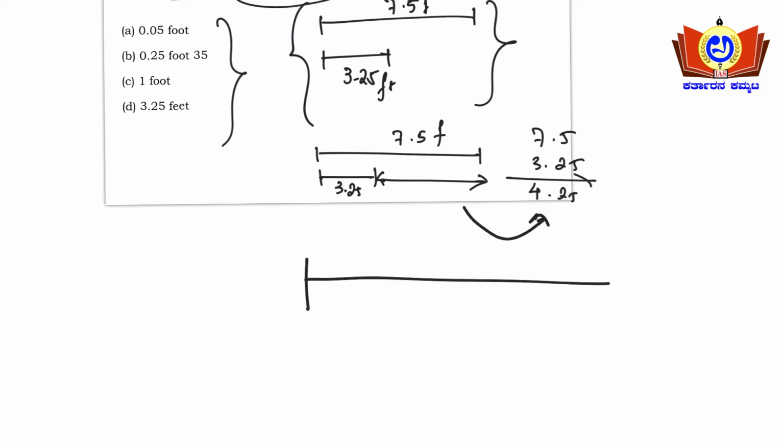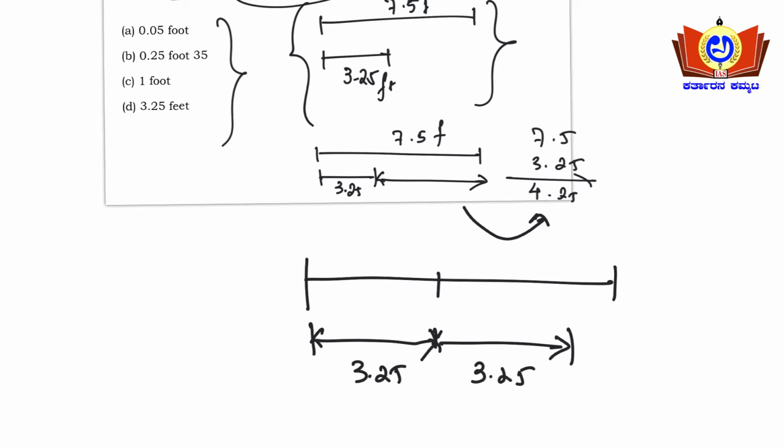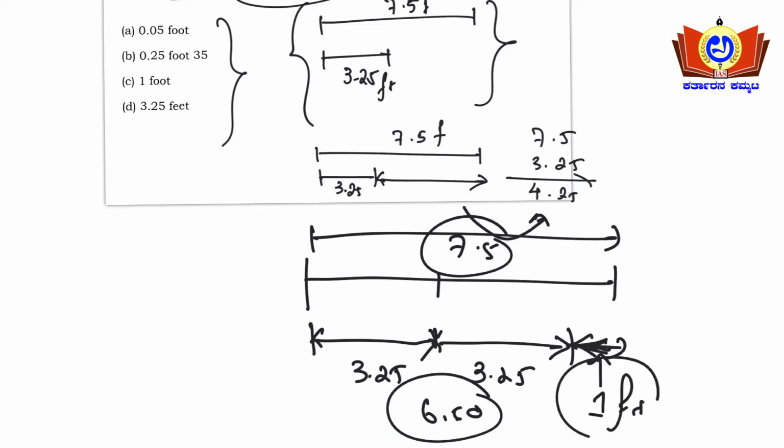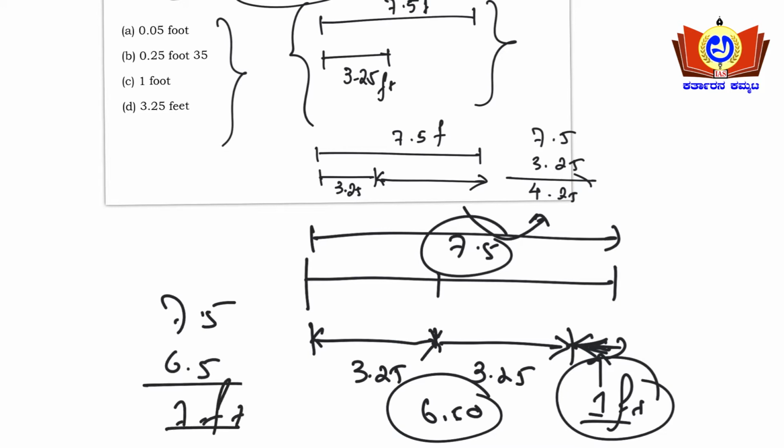See here, 7.5 feet will be there, and you place the stick of 3.25 feet. If you place the same stick again, measuring another 3.25, the total length will be 3.25 and 3.25, so 6.5 feet in total, and the length of the main stick is 7.5 feet. So what is the minimum length you can measure here? 7.5 minus 6.5, so that will be 1 foot. So option C, 1 foot, is the right answer, my dear friends.